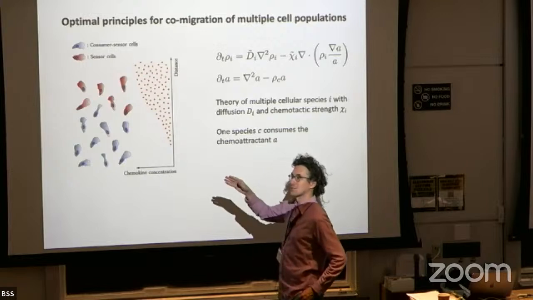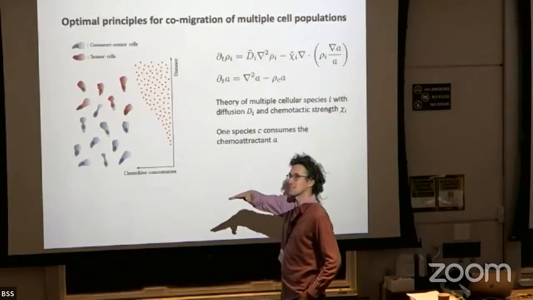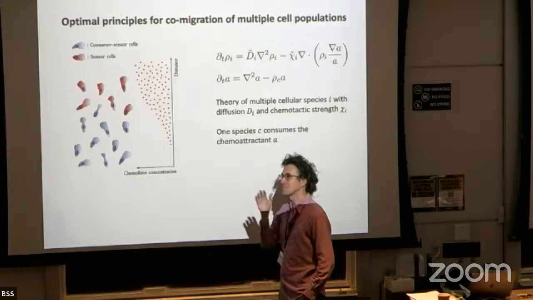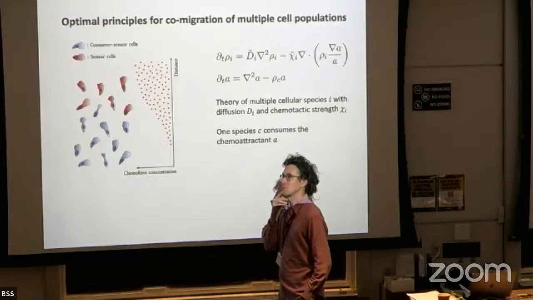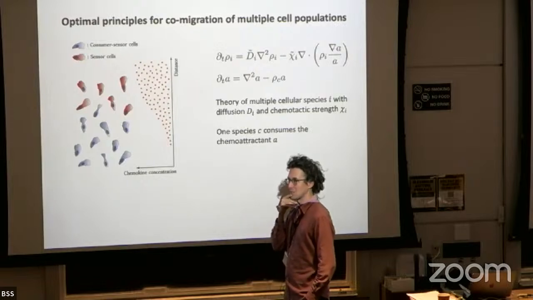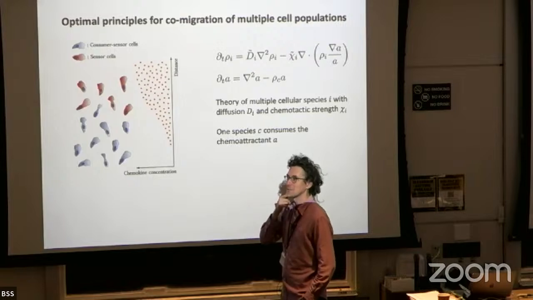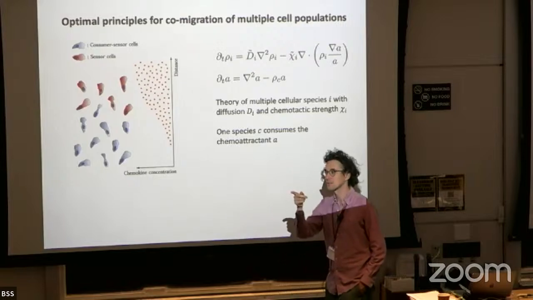For now, the chemoattractant is something that we provide and that the cells eat, so it's not made by the cells. I think to get in the pattern formation regime, you would have to invert that sign, basically. Yeah. Sorry.